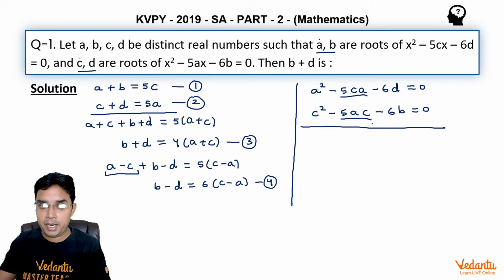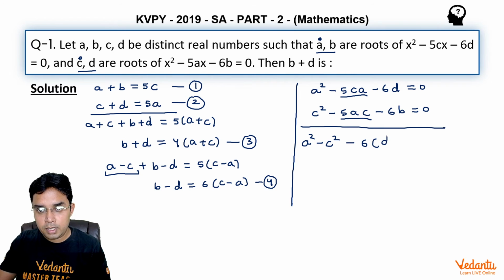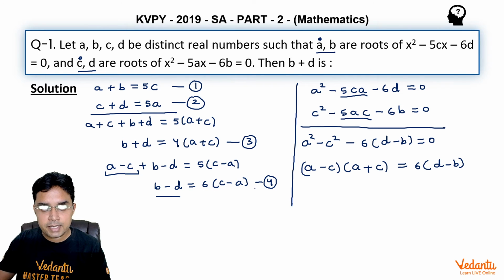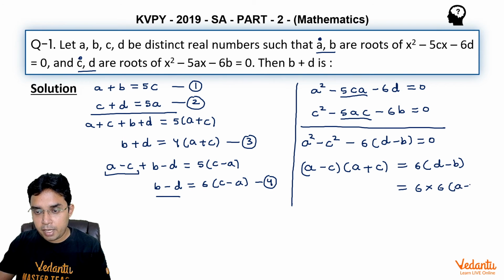That was the reason behind why I chose A to be put in the first quadratic and C to be put into the second quadratic. Now if I take the difference, we will get A square minus C square minus 6 common, D minus B is equal to 0. We can factorize this as A minus C into A plus C equal to 6 times D minus B. And here B minus D is 6 times C minus A. So if I write D minus B, it will be 6 into 6 times A minus C.